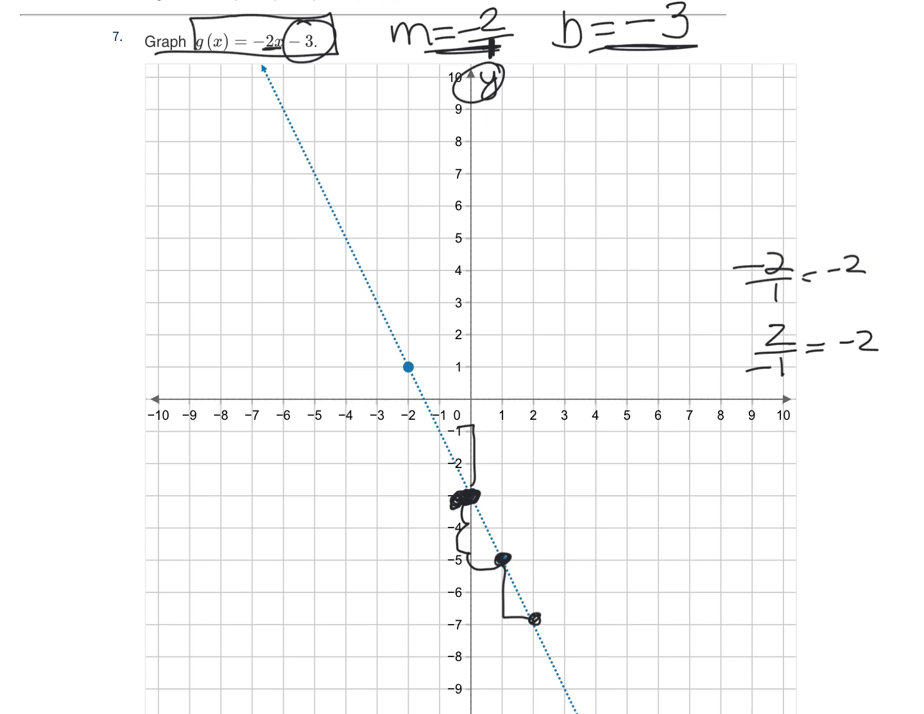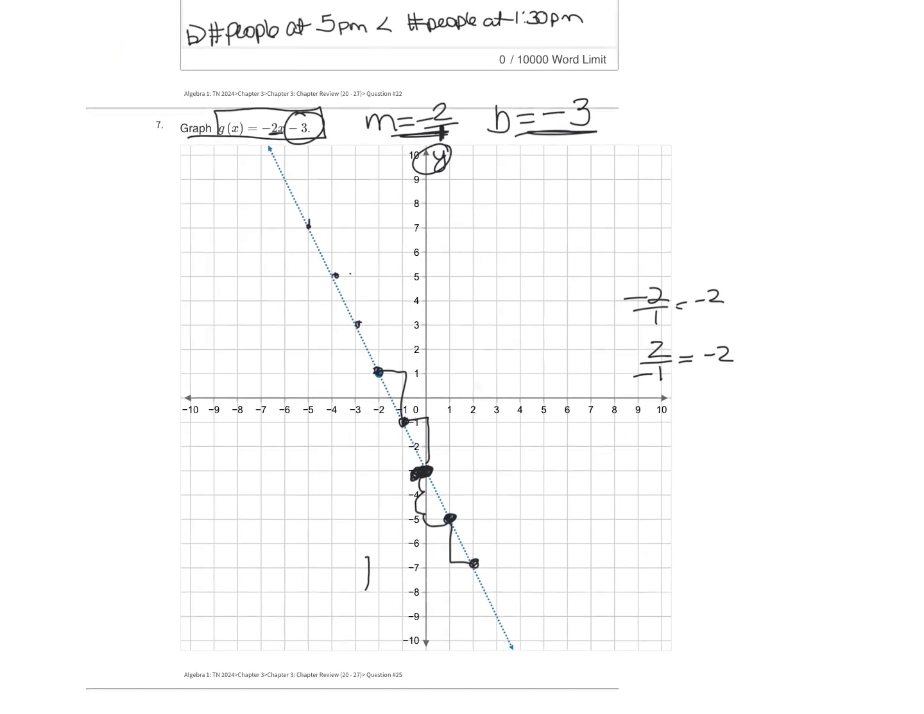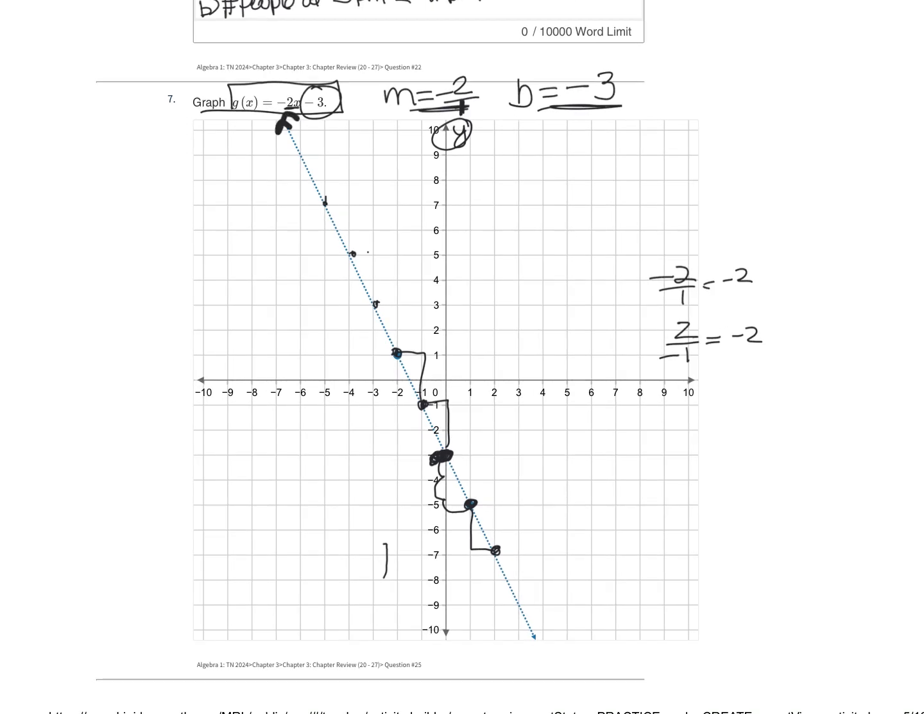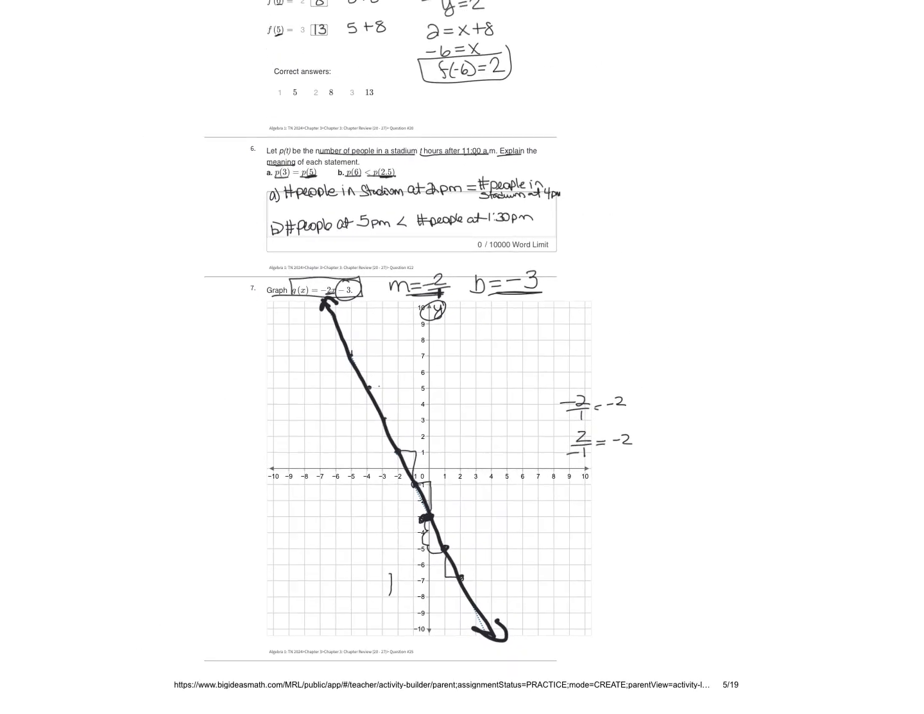So if I go up 2 and left 1, up 2, left 1, and if you notice I keep doing that, it's on that line, okay? So you only really need to do 3 points and you'll be good. But draw your line with the arrow from one end of the graph to the other. Go all the way across. All right.